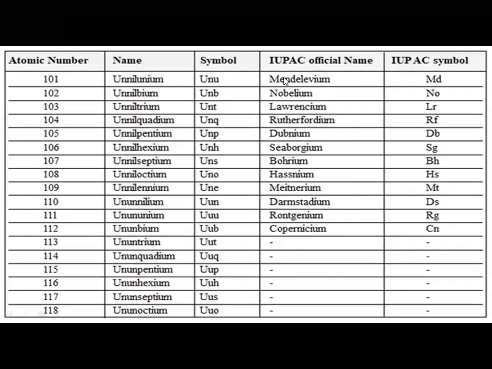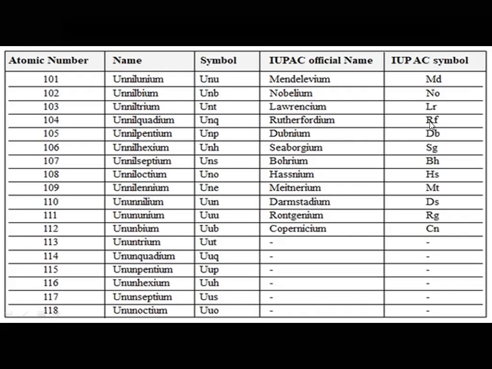Later it was proved, the discovery was being proved by Mendeleev. Therefore it was called Mendelevium, and later it was called Md. 102. Similarly, un, nil, bium, unb. It was given the name Nobelium, No. 103. unt, trium, Lawrencium, Lr. 104. unq, quadium, Rutherfordium. Rutherford gave the explanation for the discovery, so it is named after him. So Rf is the symbol.